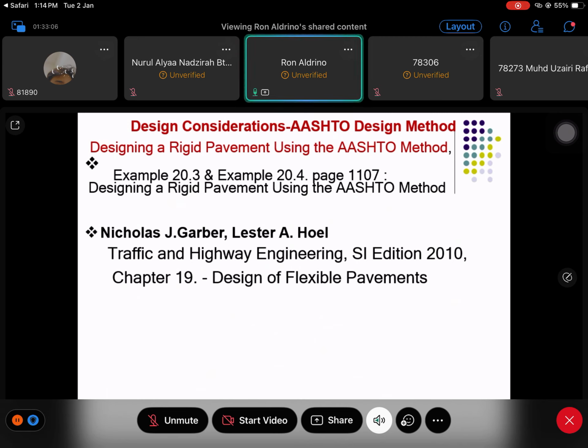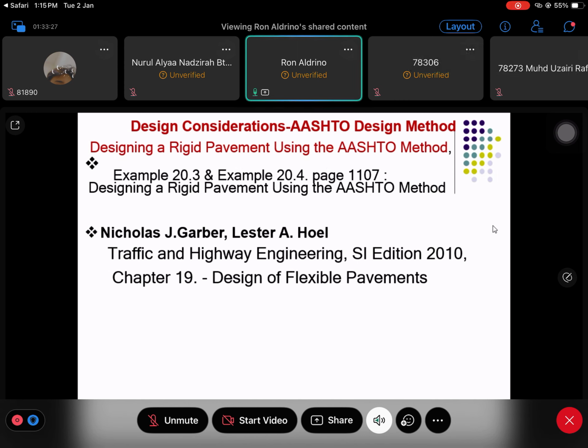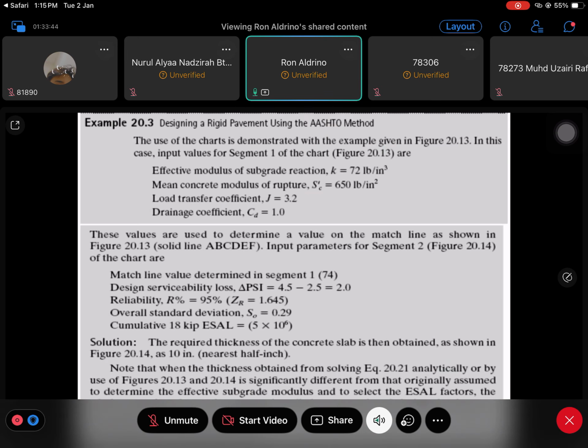Let me go to the example for designing a rigid pavement based on the equation method. Okay, let's move on to the equation method. You can go through the video again later on. So this example is taken again from Nicholas J. Garber and Lester A. Hoel. The example is 20.3 and 20.4 on page 1107, designing a rigid pavement using the AASHTO method. Okay, let's look at the questions.